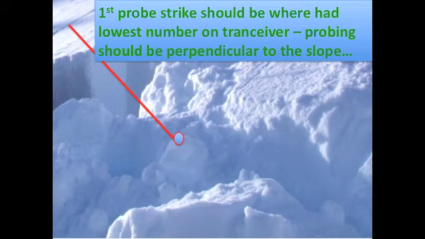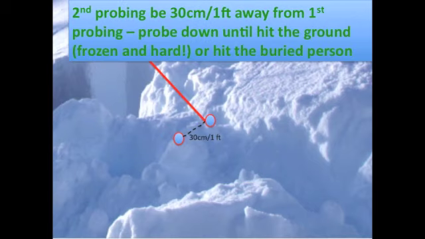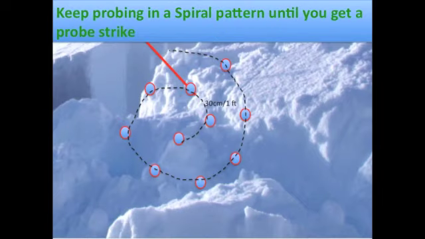The first probe strike should be where you had the lowest number on your transceiver. Probing should be perpendicular to the slope. The second probing should be about 1 foot, or 20 or 30 centimeters, away from the first probe. Probe down until you hit the ground. It feels kind of frozen or hard. And then keep probing in a spiral pattern till you find the person. That's really important.